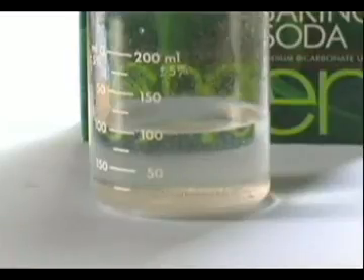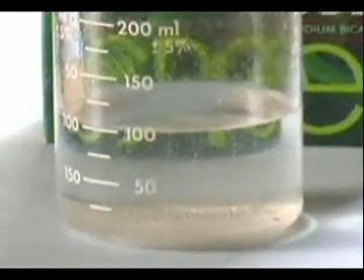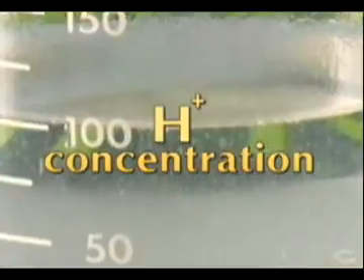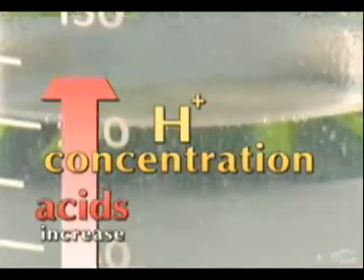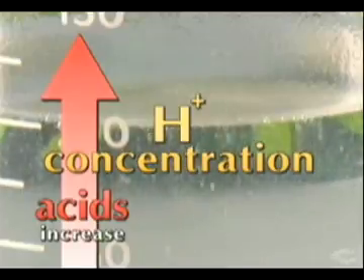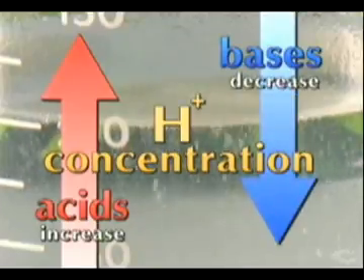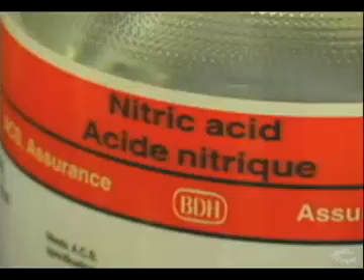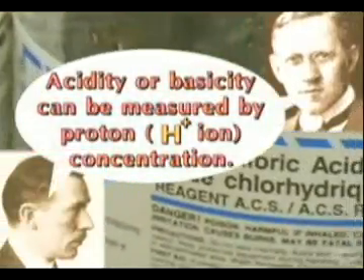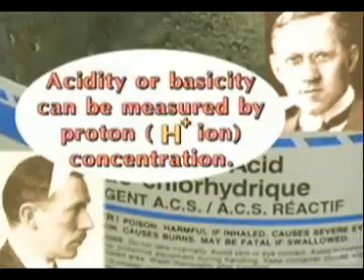Under the Bronsted-Lowry definition, both acids and bases are related to the concentration of hydrogen ions, or protons, present. Acids increase the concentration by donating protons, while bases decrease the concentration by accepting them. Therefore, the acidity or basicity of something can be measured by its proton concentration.